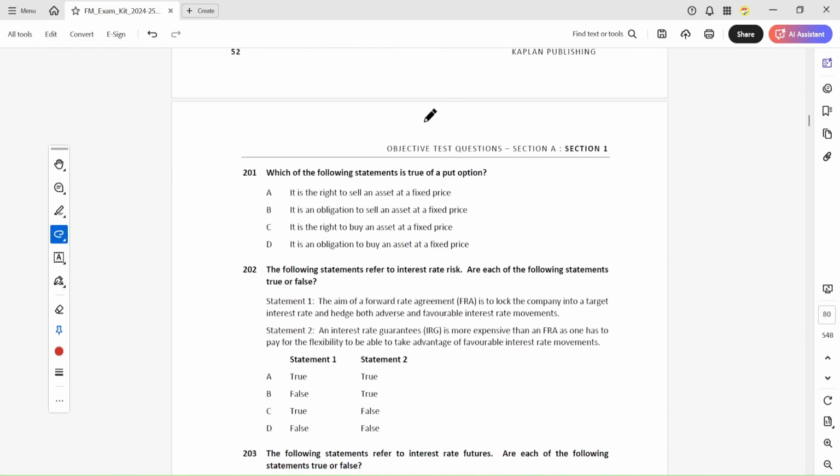Okay, next is which of the following statements is true of a put option? Put means sell, right to sell. So it is the right to sell the asset at a fixed price. Yes. It is an obligation? No. Right to buy? No. Right, obligation? No. So this one is the correct answer.